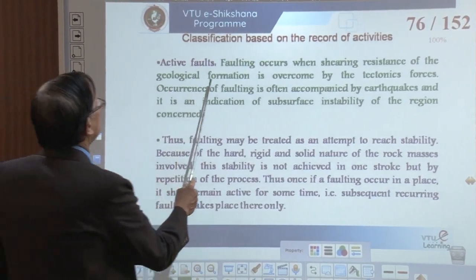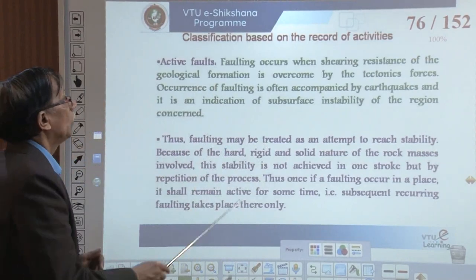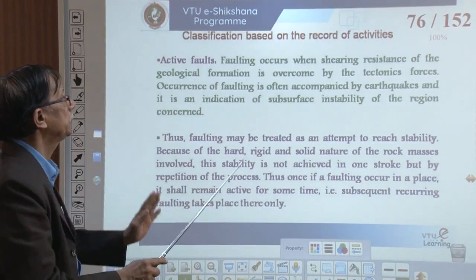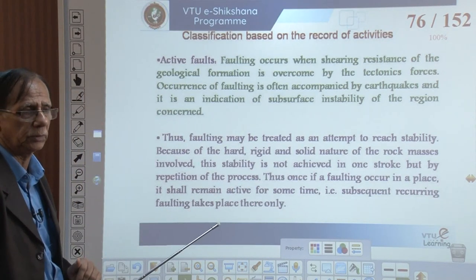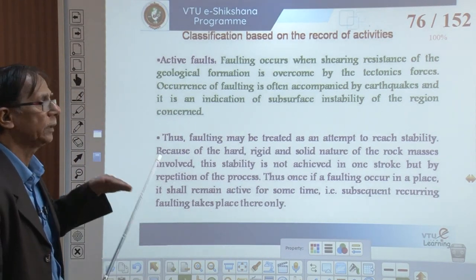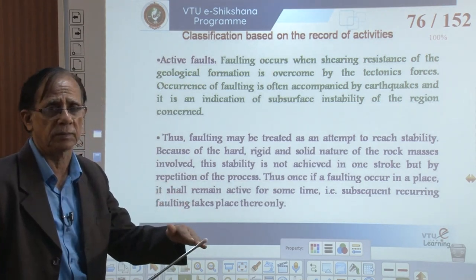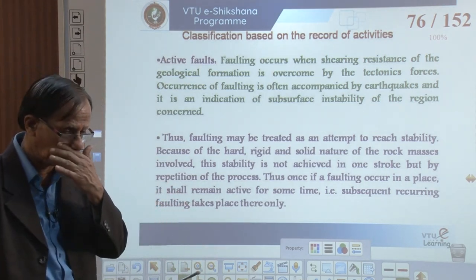There are some active faults. Faulting occurs when the shearing resistance of the geological formation is overcome by tectonic forces. There is a tectonic force, and the shearing beds offer resistance to the tectonic forces.